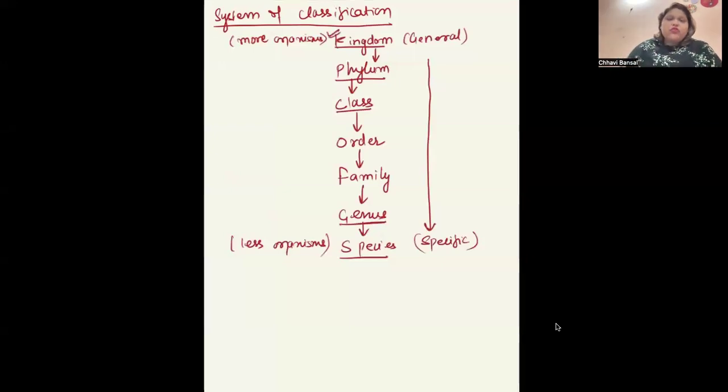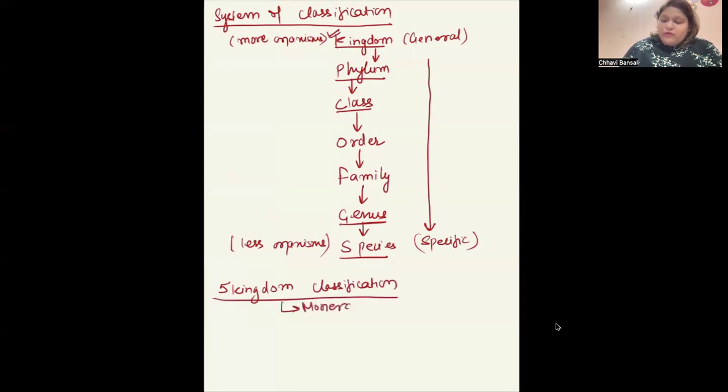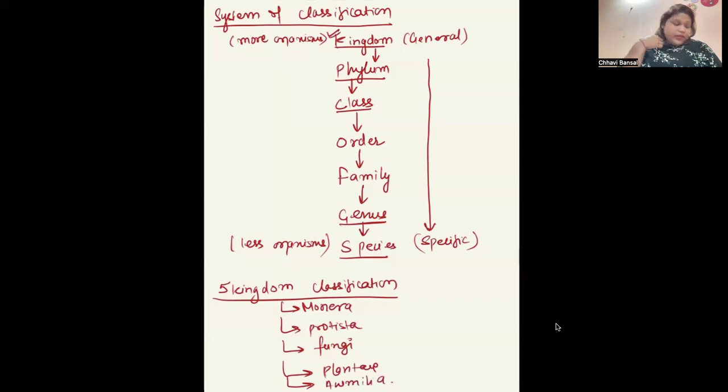So we already know that we have the 5 kingdom classification, which is given by R.H. Whittaker. So what are those 5 kingdoms? The first kingdom is Monera. Second is Protista. Third is Fungi. Fourth is Plantae. And fifth is Animalia or animal kingdom. What are these? These are the 5 kingdoms in which the different types of organisms are placed.